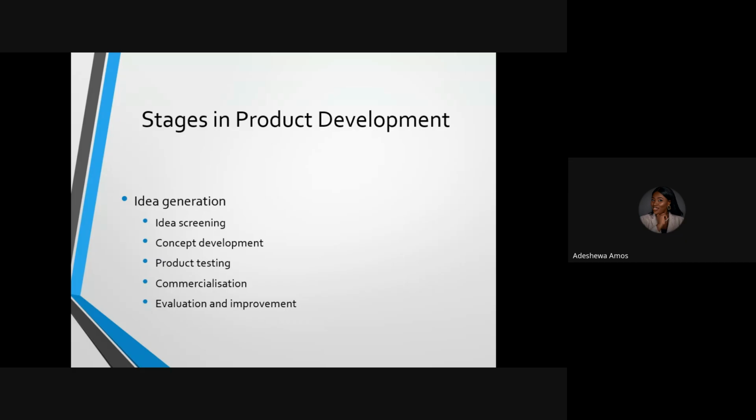Then we have the idea screening stage. This stage involves an objective evaluation of the idea conceived. Let's say at the idea generation stage, you came up with 10 good ideas. We do the idea screening by knowing that we can take this, we can leave this, we can go along with this. If we do this, we'll make money. If we leave this, we are not going to make money. That is what the idea screening stage is all about.